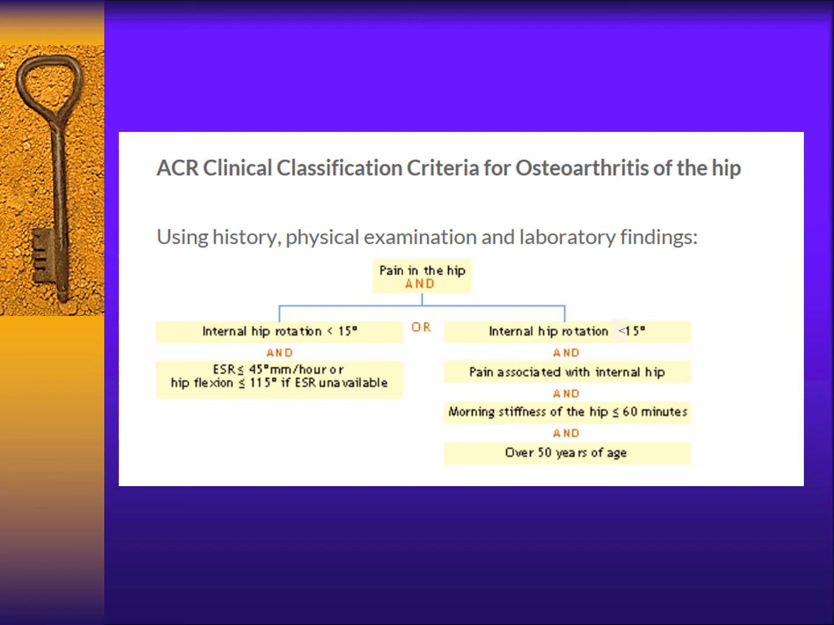If you look at this decision tree, we start with pain in the hip, and then at this particular point, we can go to the left or to the right, and really what we look at are range of motion findings. On the left, you see hip internal rotation less than 15 degrees and hip flexion less than 115 degrees or a normal SED rate. The ESR there, an erythrocyte sedimentation rate less than 45, means that generally there's no systemic inflammation occurring in the body.